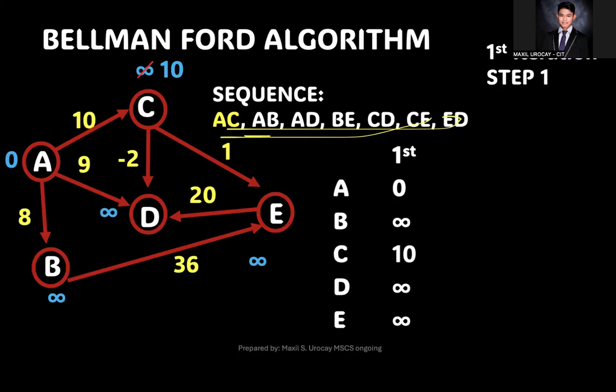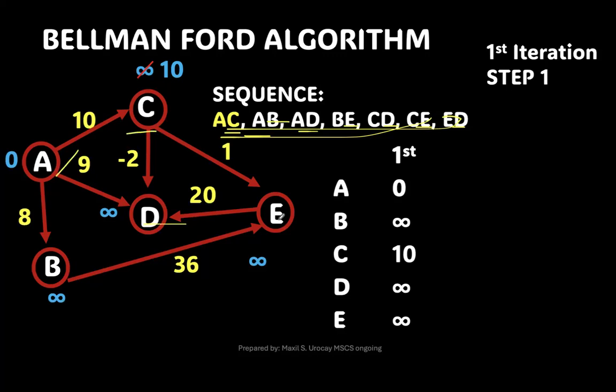In the first iteration, you will do step 1, then step 2, step 3, step 4, step 5, step 6, step 7. So we can have 4 iterations in this one, and the steps will be these. Now, for the first iteration, step 1, we follow AC.